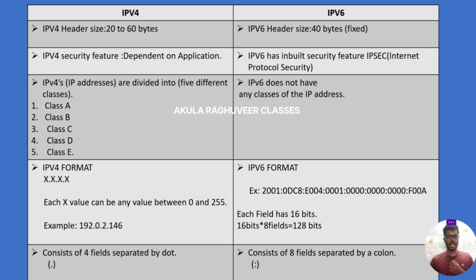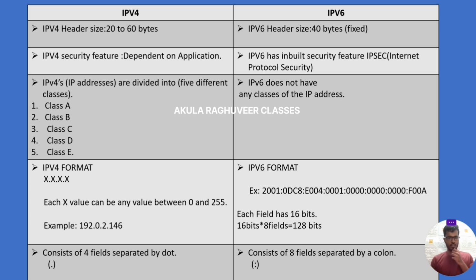Whereas in IPv4 we are having five different classes. IPv4's IP addresses are divided into five different classes: Class A, Class B, Class C, Class D, and Class E. These are the five classes of IP addresses which are available in IPv4. Whereas in IPv6 there are no classes, there is no classification of IP addresses.